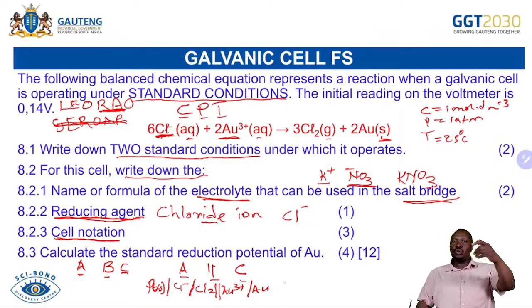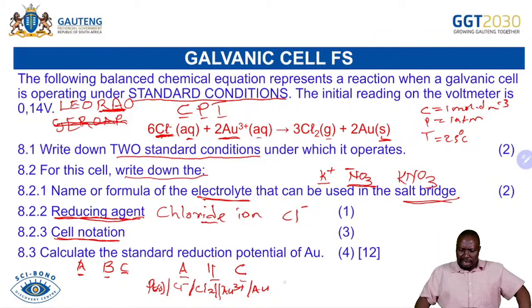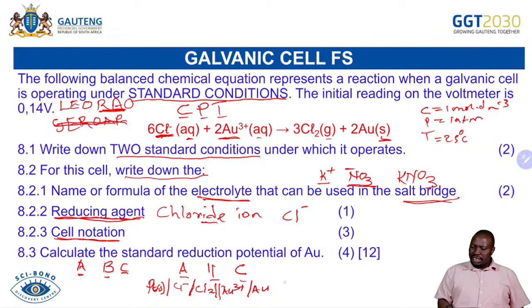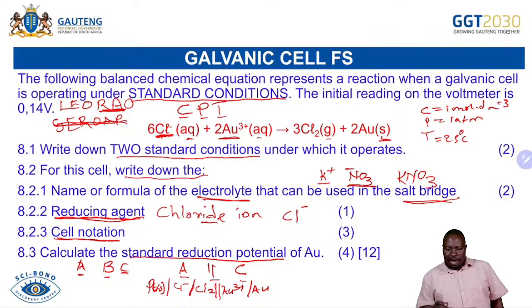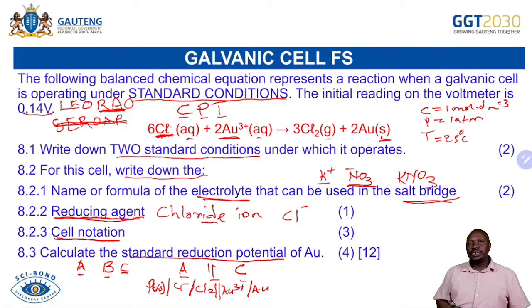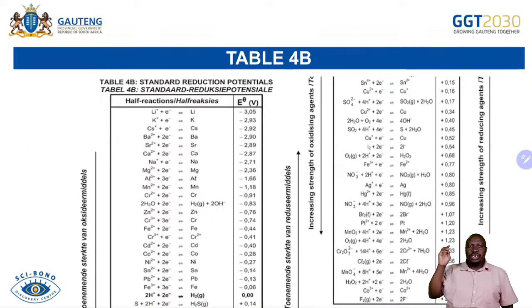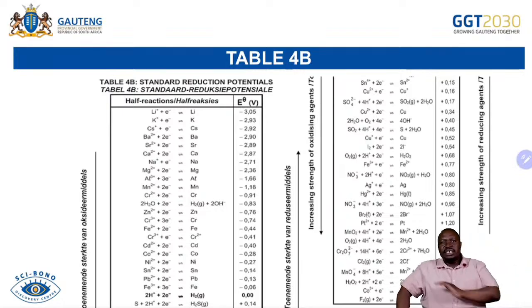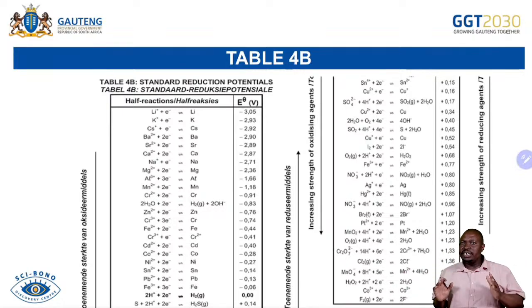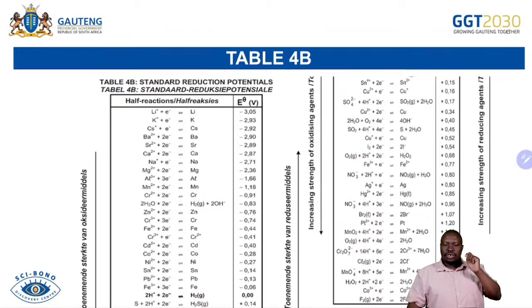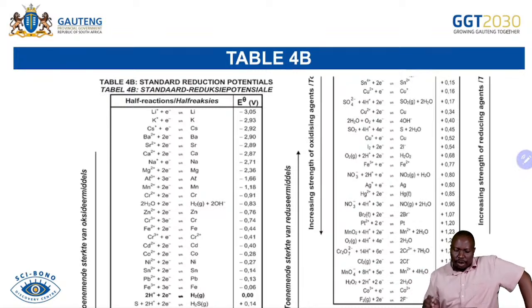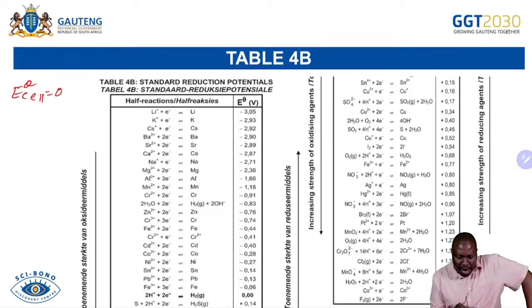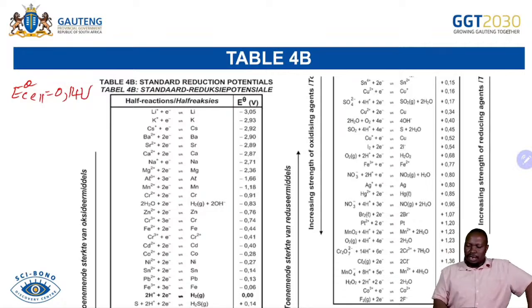I just prefer that we first do it so that you see how you go about answering the question. The last question is saying, calculate the standard reduction potential of Au. Obviously, we're given the EMF as 0.14. So definitely you need Table 4B, learners, to be able to do this kind of calculation. Hence, when I started the lesson, I said for questions 8 and 9, we'll need this table, because this table is going to give us everything that we need. But remember, for this question, we are given that the EMF of the cell is 0.14 volts. That was given in the previous statement.